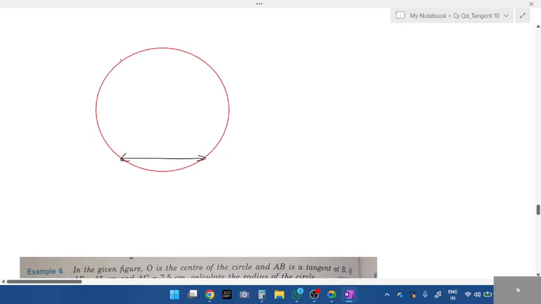Next, whichever doesn't pass through the center, it has to just touch the circumference. What do you call these lines? Yeah, these are known as chords, students. The difference between chord, tangent, and secant: a chord will always stay inside the circle. It will never come out. Next, any chord which comes out like this is known as a secant.